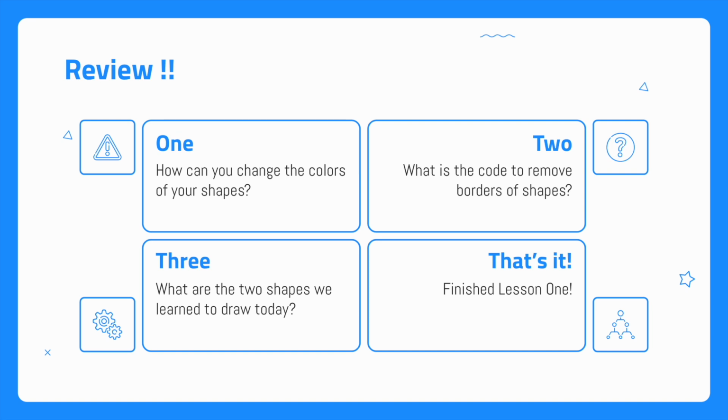Next, what is the code to remove borders of shapes? The code to remove borders of shapes is no stroke. Last, what are the two shapes we learned to draw today? We learned how to draw ellipses and rectangles today.